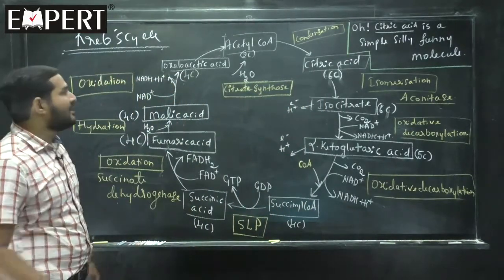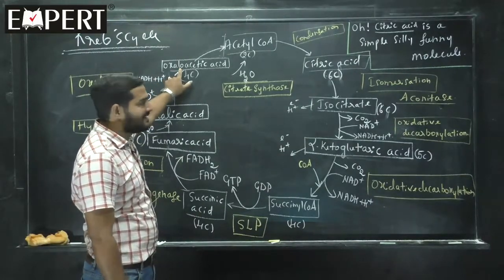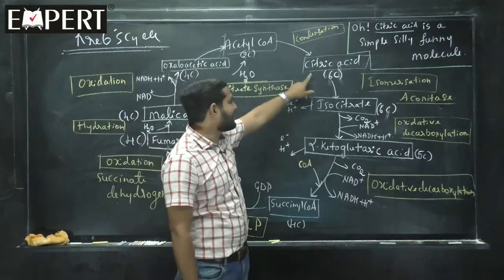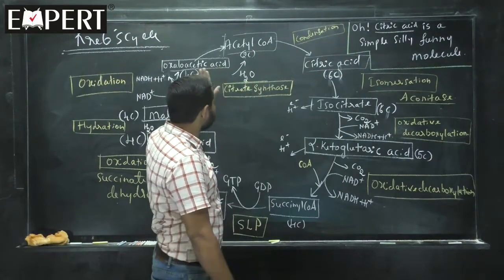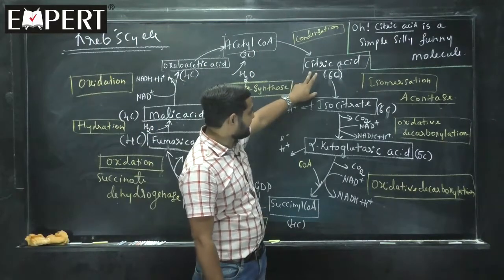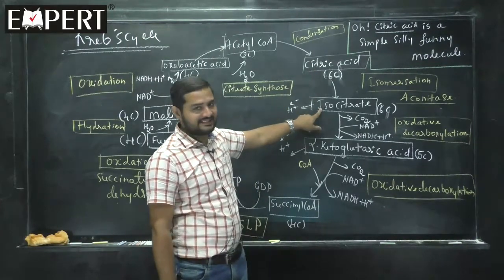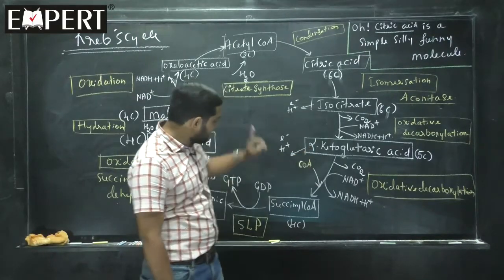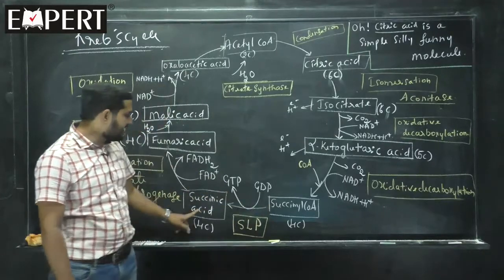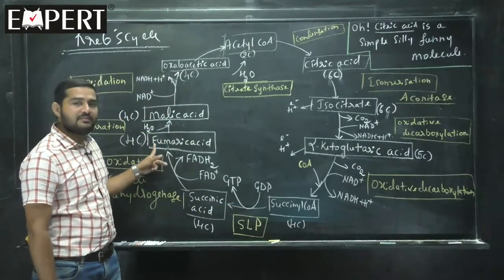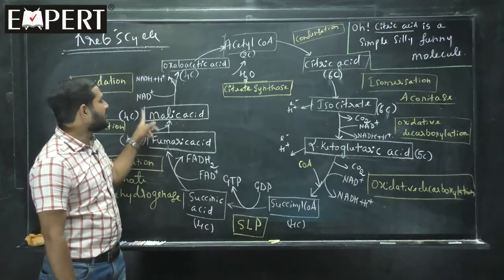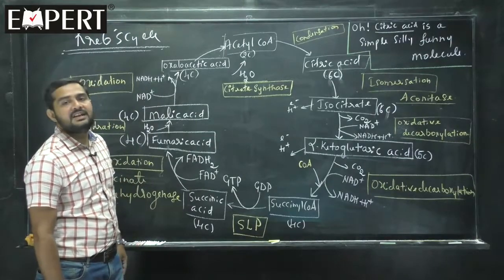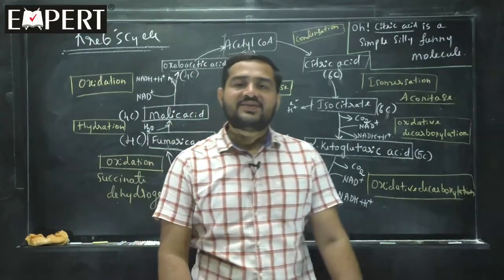How? See here. O, oxaloacetic acid; oxaloacetic acid becomes citric acid. It is a connecting link that we should remember. O, citric acid, is isocitrate, A, alpha ketoglutarate, simple, succinyl CoA, silly, succinic acid, funny, fumaric acid, molecule, malic acid. So, O, citric acid is a simple, silly, funny molecule is the best way of remembering the citric acid cycle molecules.